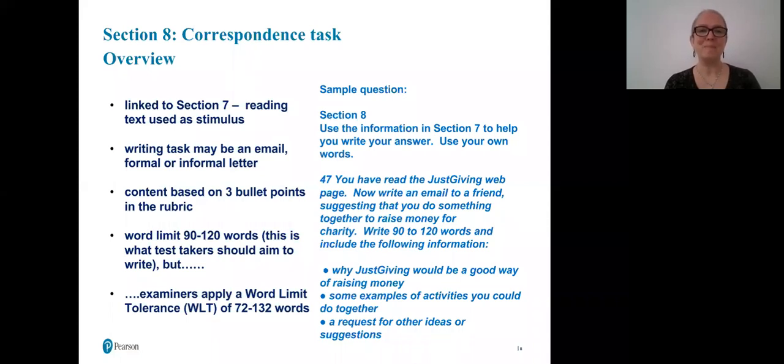Use your own words. So the actual question, you have read the Just Giving webpage. Now write an email to a friend suggesting that you do something together to raise money for charity. Write 90 to 120 words and include the following information. And here we have the 3 bullet points. Firstly, why Just Giving would be a good way of raising money. Secondly, some examples of activities that you could do together. And thirdly, a request for other ideas or suggestions.